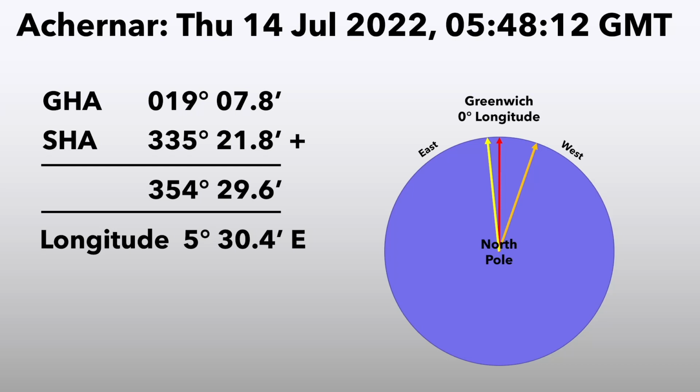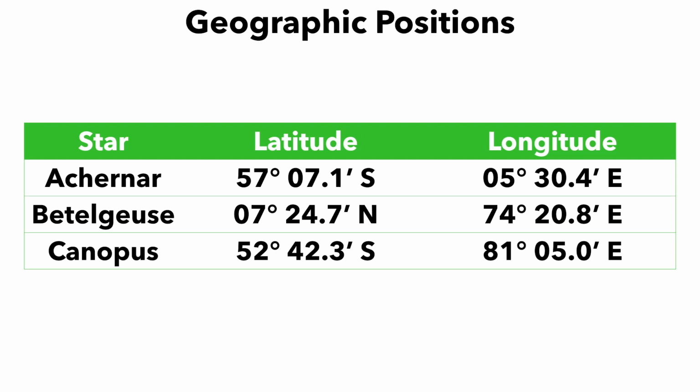And as for the latitude, there's no need to do any translation. You just grab the declination for the star, which in this case is 57 degrees and 7.1 minutes south, and that is our GP. All right, so obviously we follow the same process for the other 2 stars, and now we have all 3 GPs. So step 1 is complete.